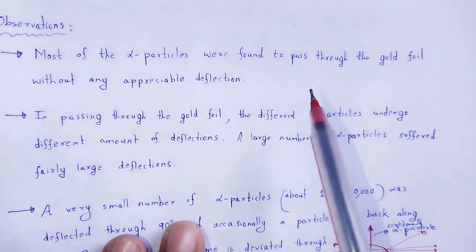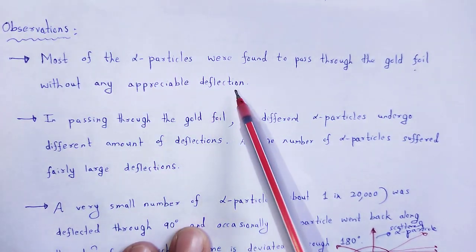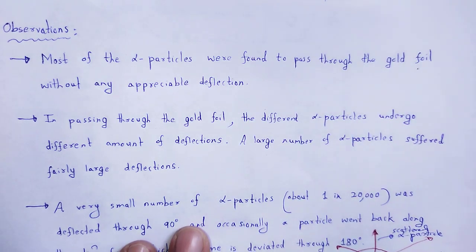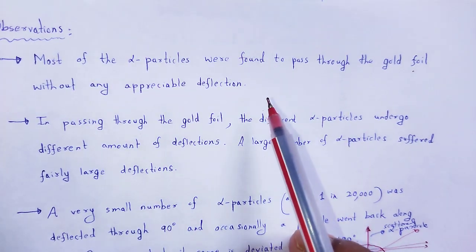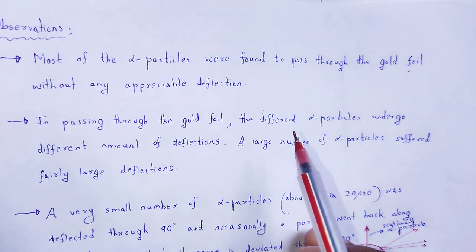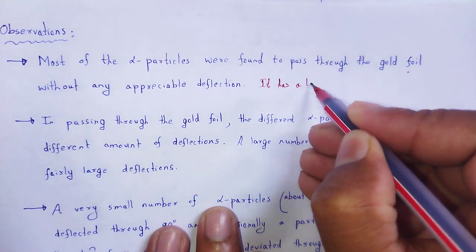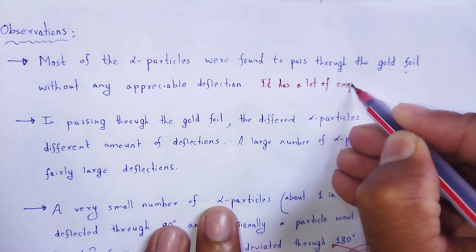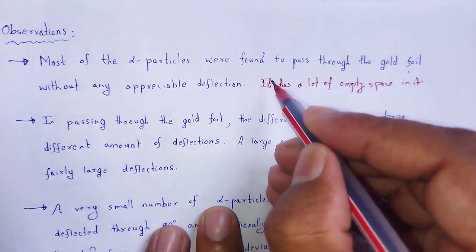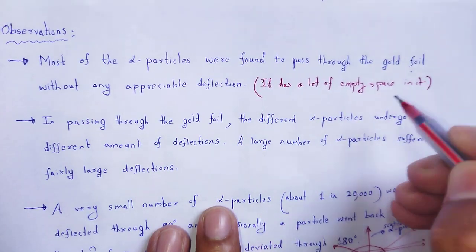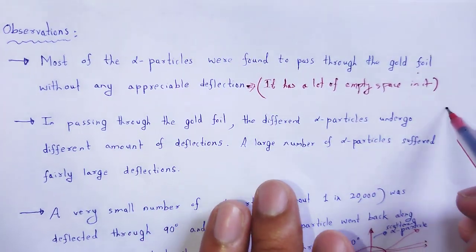From that experiment, as we say, most of the alpha particles were found to pass through the gold foil without any appreciable deflection. Therefore, it is seen that the atom has a lot of empty space in it. From that observation, we conclude it has a lot of empty space in it.